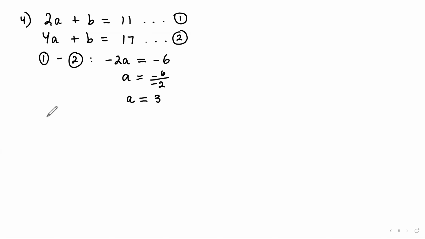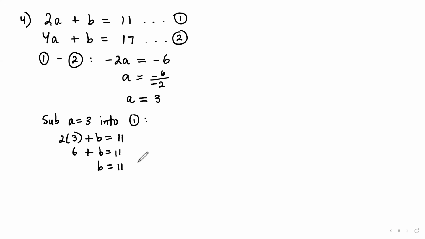Once we get that, we substitute a is equal to 3 into any one of the equations. Let's say equation 1. So that would mean 2 times a, so 2 times 3 plus b is equal to 11. So then 2 times 3 is 6. 6 plus b is equal to 11. So b is equal to 11 take away 6. That makes b equal 5, right?